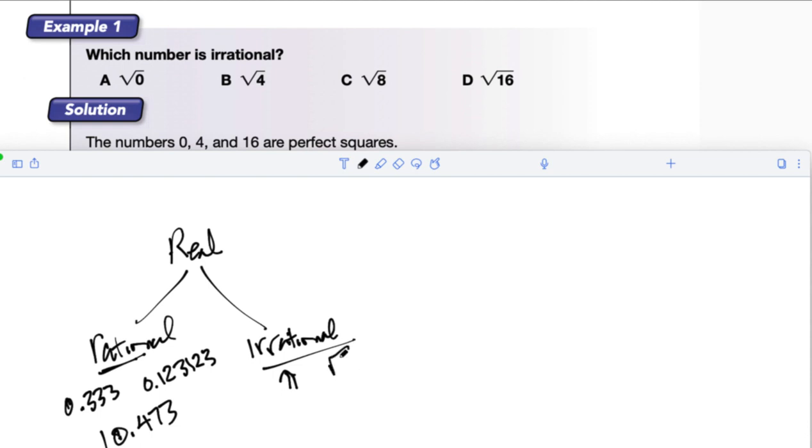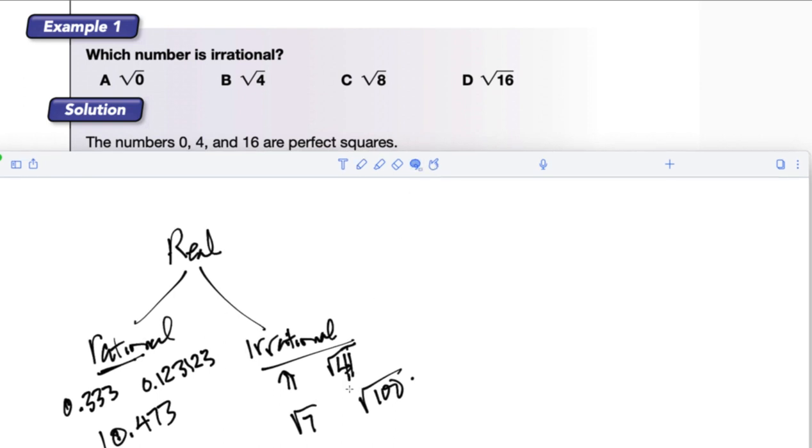So if I have the square root of 41, 41 is not a perfect square, so I know that this has to be irrational. Square root of 7, not a perfect square, irrational. Square root of 100, oh, that's a perfect square. So that doesn't belong in this section. This is actually a rational number. Let's scoot you over here. Does that kind of make sense?